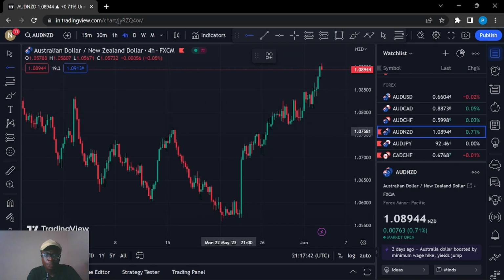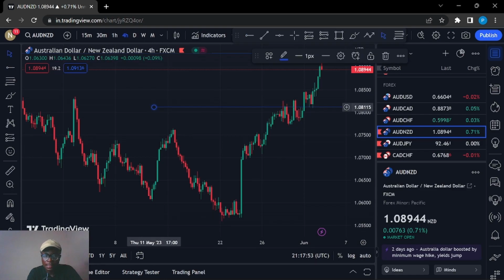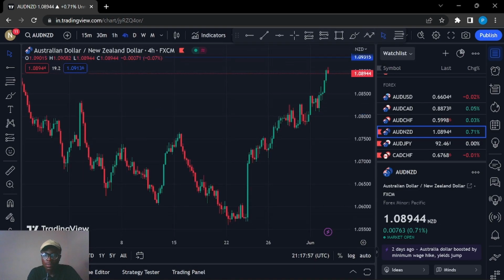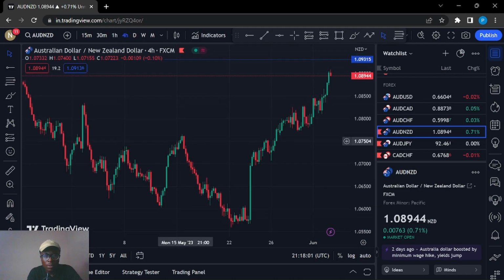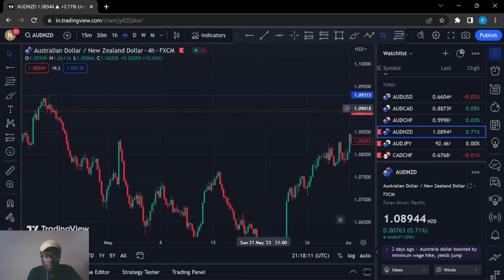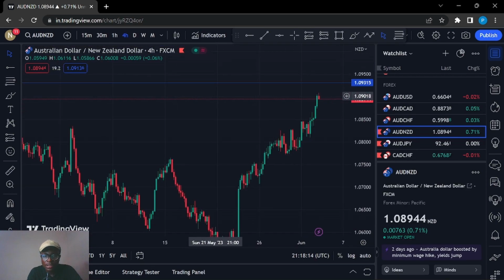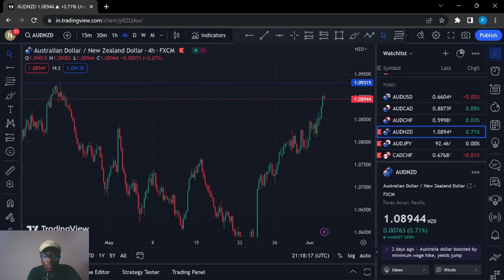So the next pair that I would want us to look at is the Australian dollar against the New Zealand dollar, which is the AUDNZD. So now on the 4 hour, let me drag this down so that we can see where price is going at the moment. On the 4 hour, we can see price approaching, right here, an area of support.